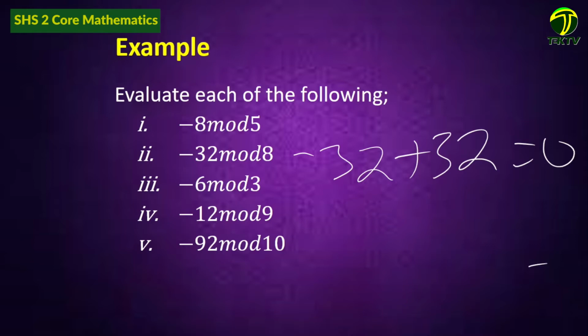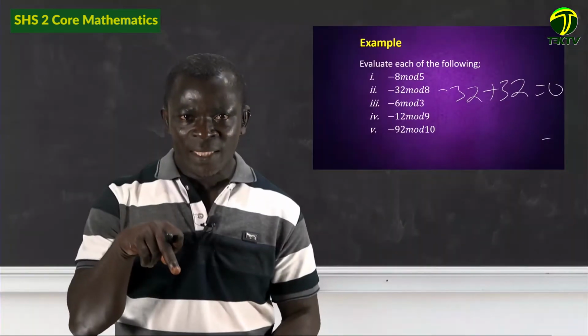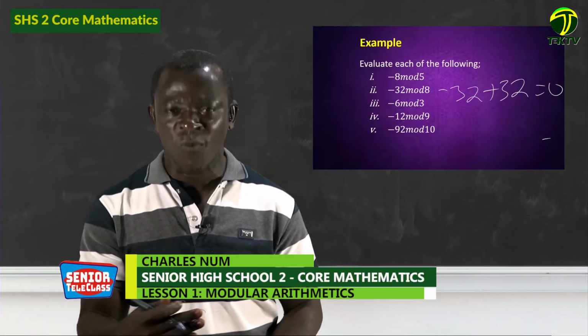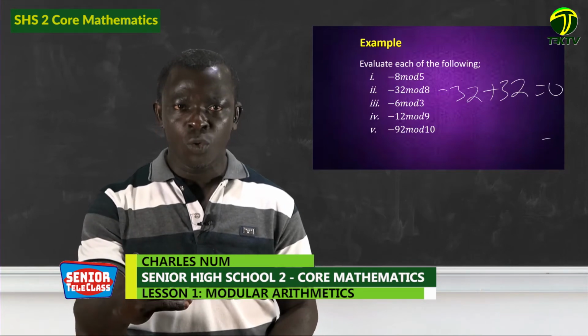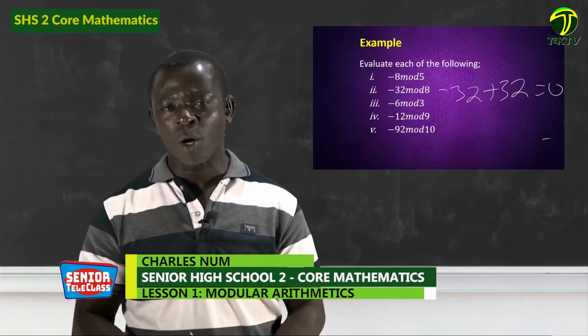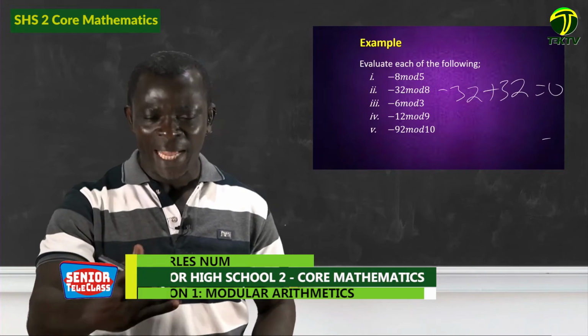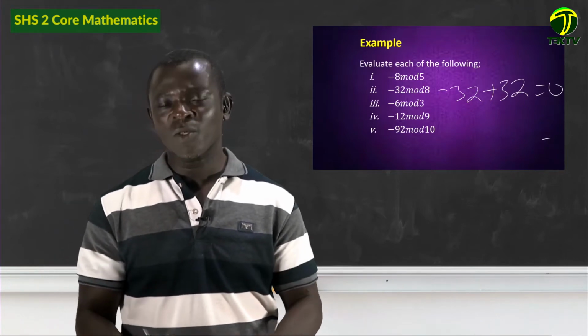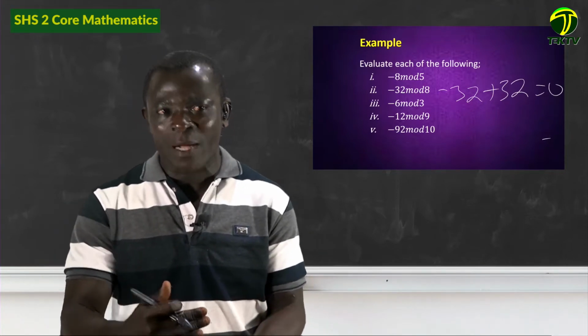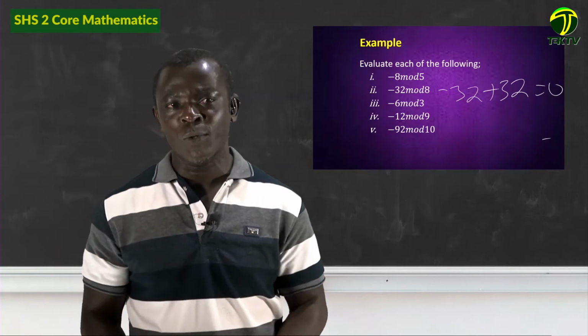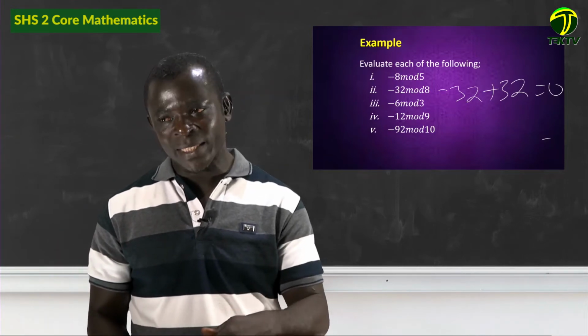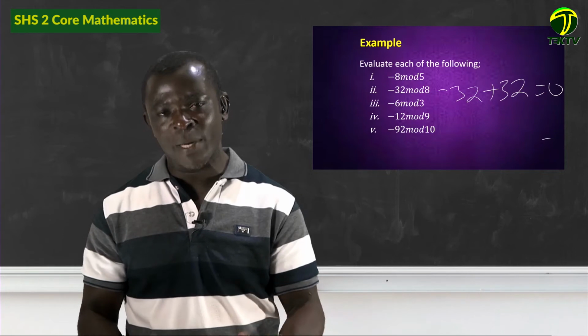So when you are dealing with big numbers, this is how we do it. In order not to waste time by constantly adding the number, you can think of multiples of the divisor, in this case, multiples of 8, which is equal to the positive of the number that you are dealing with, or a little bit bigger than that. If it is not bigger but rather closer to it, it will also guide you, and then you add the remainder to it. That will make it easier.